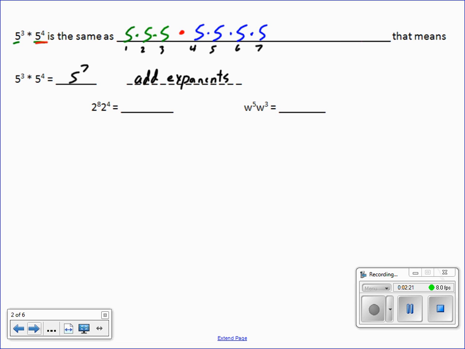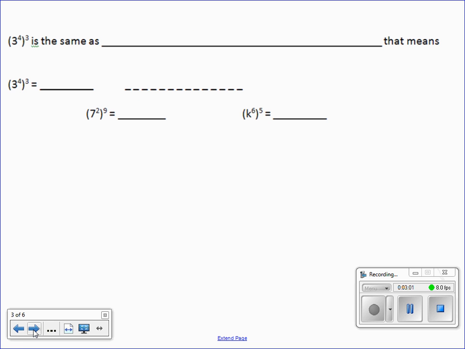So if we look at some examples, 2 to the 8th times 2 to the 4th, it's still 2. Now I have a total of 12 2s. I had 8 2s times 4 more 2s gives me a total of 12 2s. W to the 5th times W to the 3rd, still W. 5 plus 3 makes it W to the 8th. That's what happens when I multiply the same base number together with their exponents: I add the exponents.